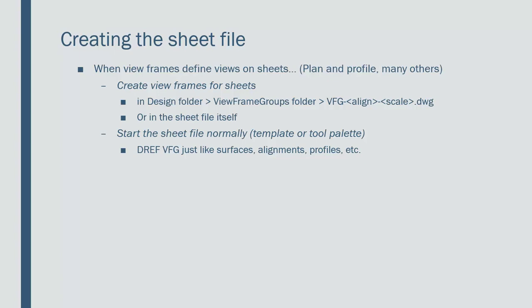If you're planning on doing that, it's in the design folder, view frame groups folder, and then name it as VFG for view frame groups with the alignment name and the scale. That way people will know that file has this view frame group in it, and they'll be able to access it quickly without asking you about it. They'll know what's in each file.